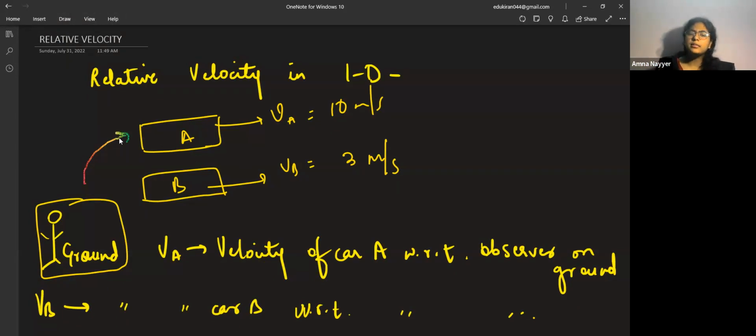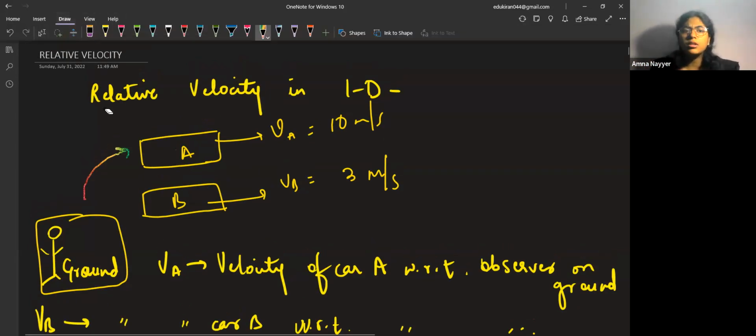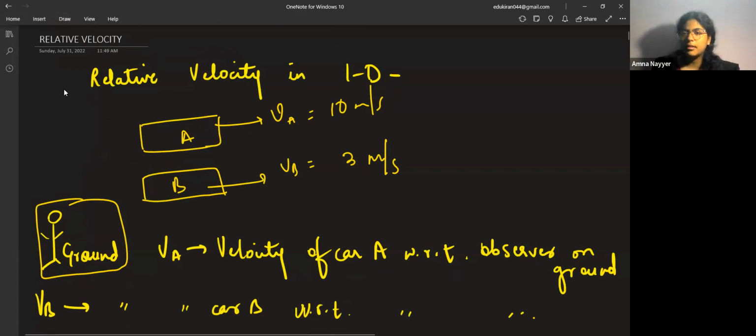When nothing is mentioned, if I say the velocity of the car is 10 meters per second, that means a person is observing on the ground, which is the frame of reference. Remember, at the start of this lesson we discussed the frame of reference. So the frame of reference is the ground. When the person sits inside the car, B will become the velocity of car B with respect to the observer, not on the ground but within the car. Clear? This is how you take it.